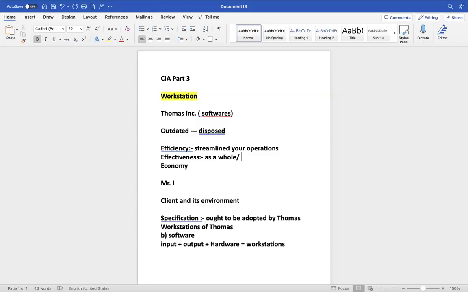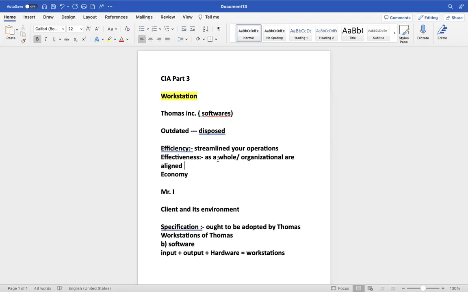I will incorporate some examples also for each of these three terminologies. But let's talk about the intricacies associated with them first. So effectiveness means organizational goals are aligned. And if we talk about economy, that means reduction in the cost. I will throw an example one by one so that things become more clear to you.